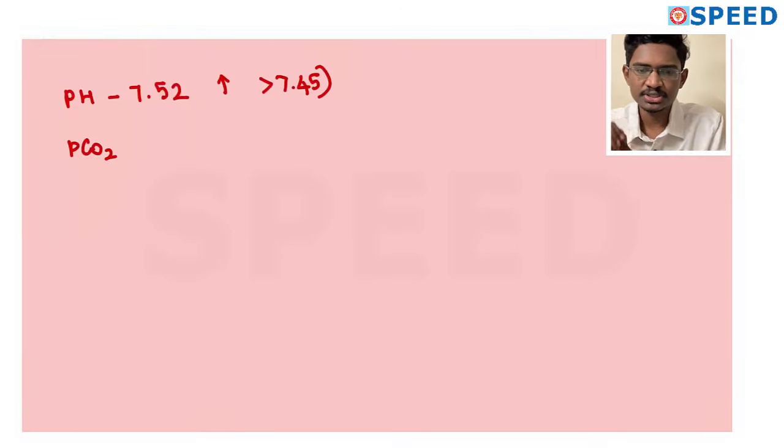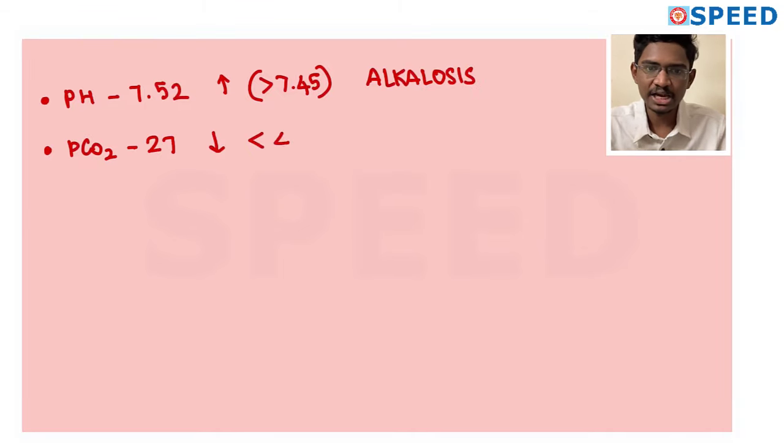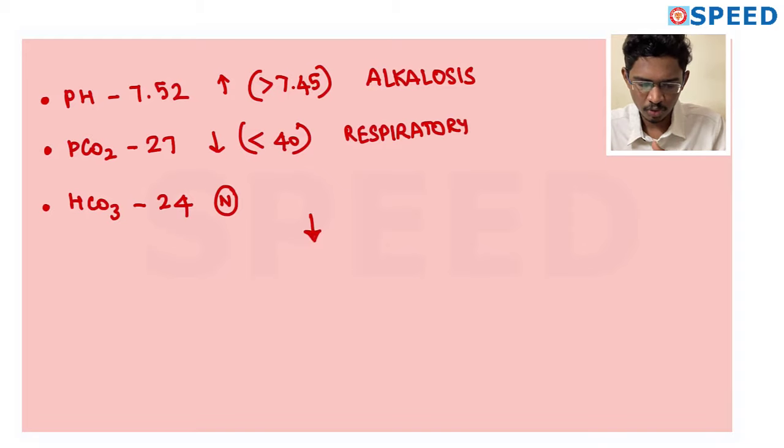ABG, how to interpret? First see the pH. Is it between 7.35 and 7.45? If it is above 7.45, it is alkalosis. If it is less than 7.35, it is acidosis. It's obviously above 7.45, 7.52. So alkalosis is going on. First point we have got. Next, what is correlating with alkalosis? Bicarb more than 24? No, it's 24 only.